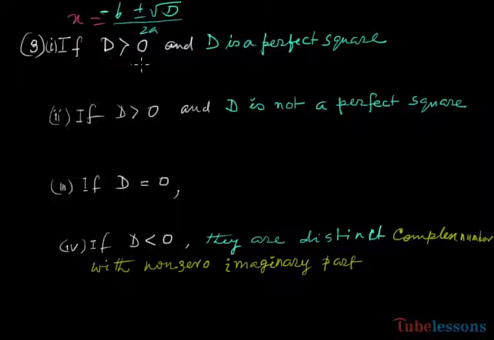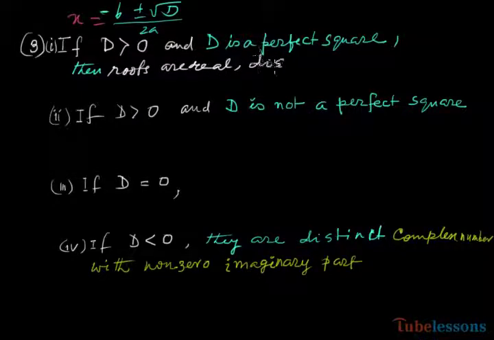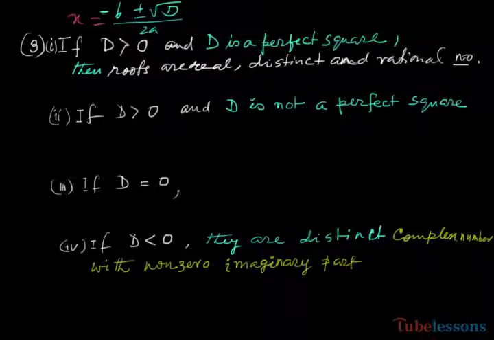If d is positive and d is a perfect square, then roots are real, distinct and rational.